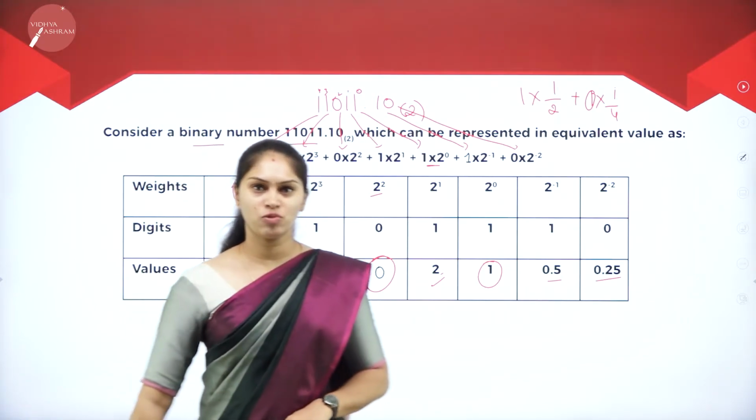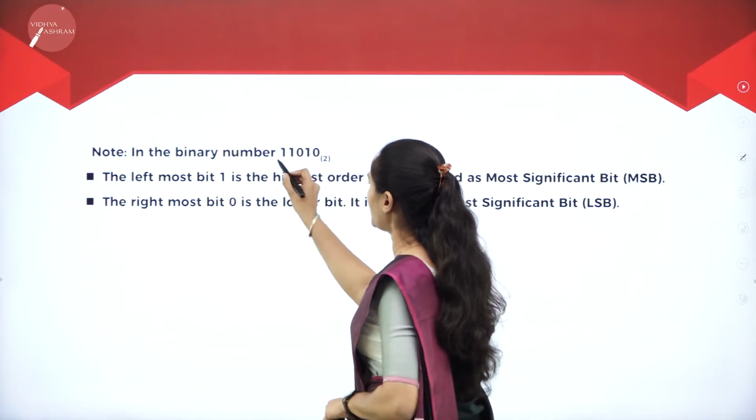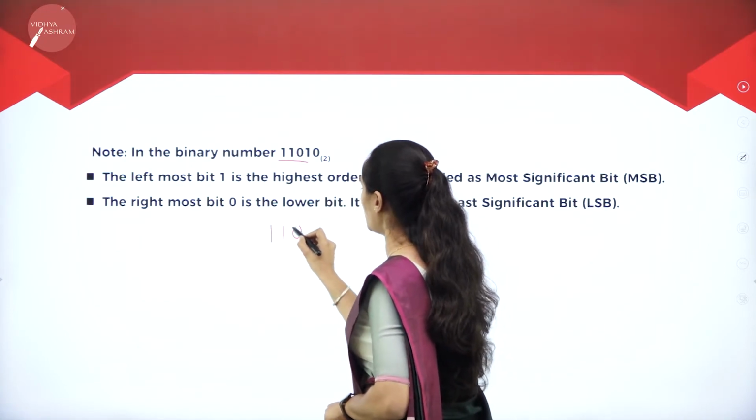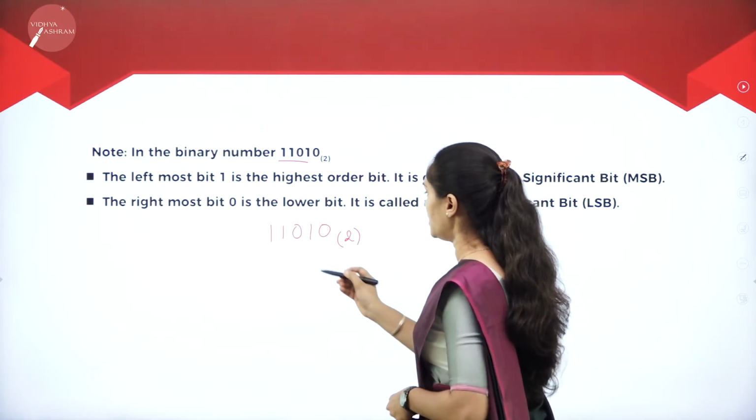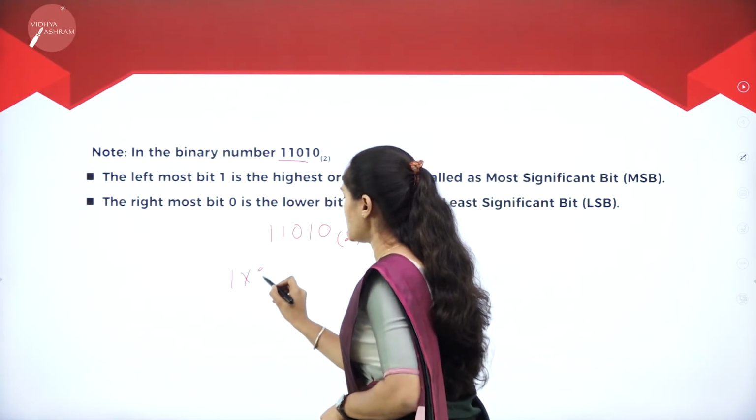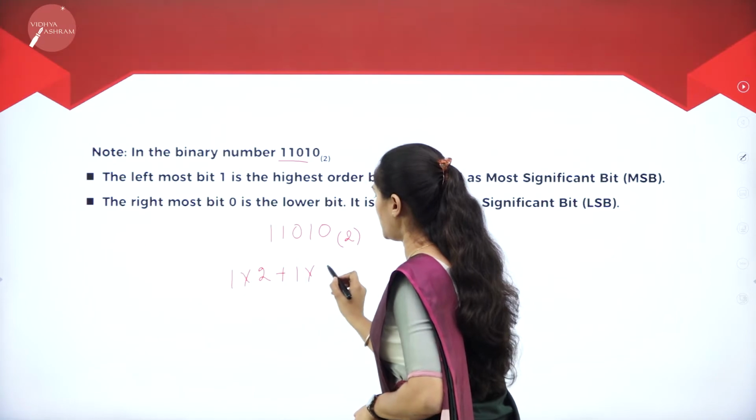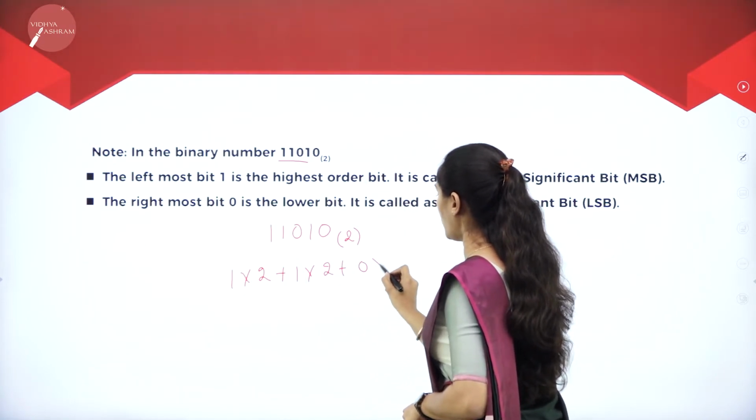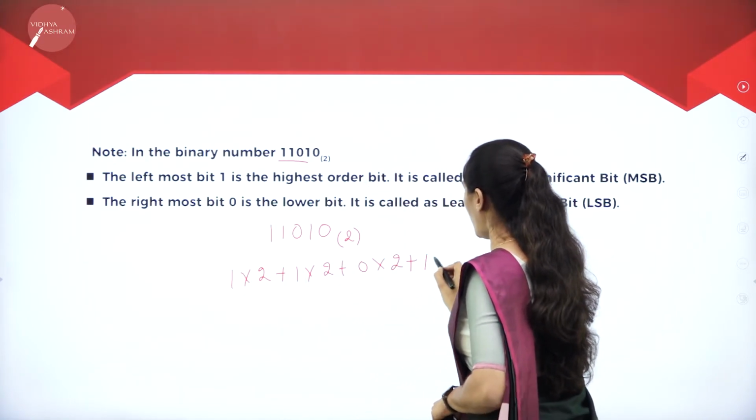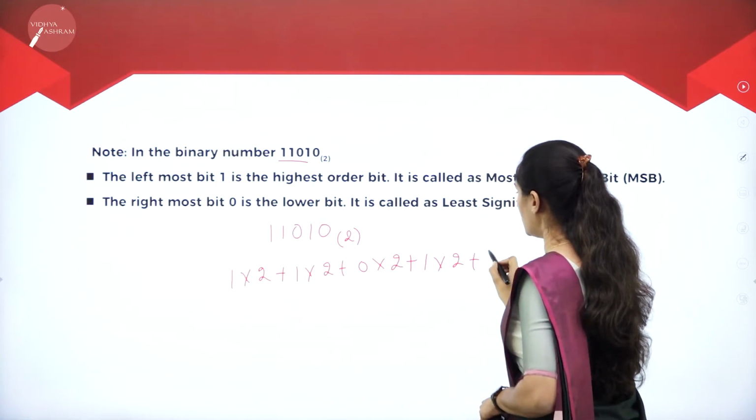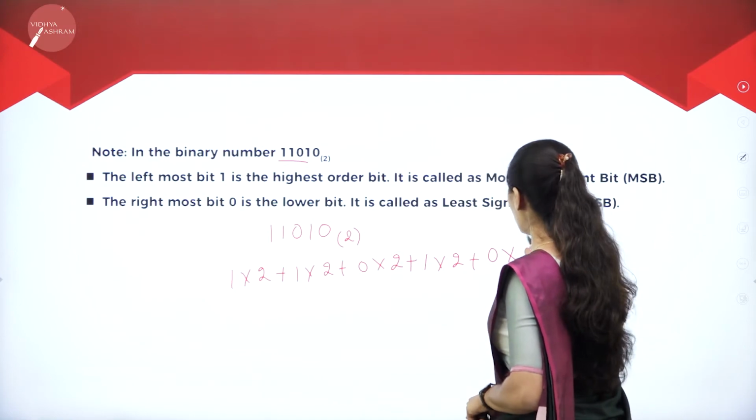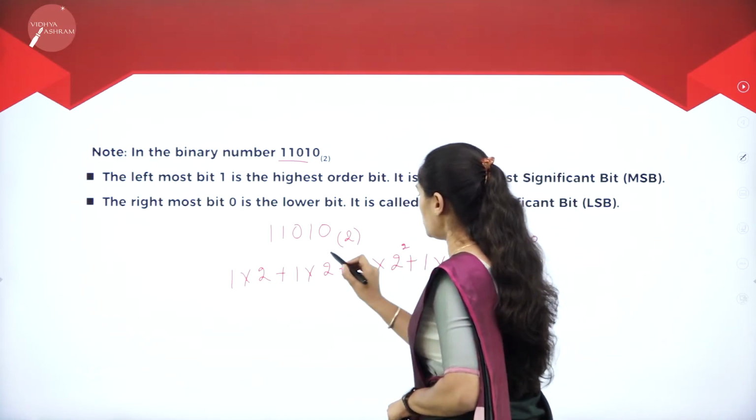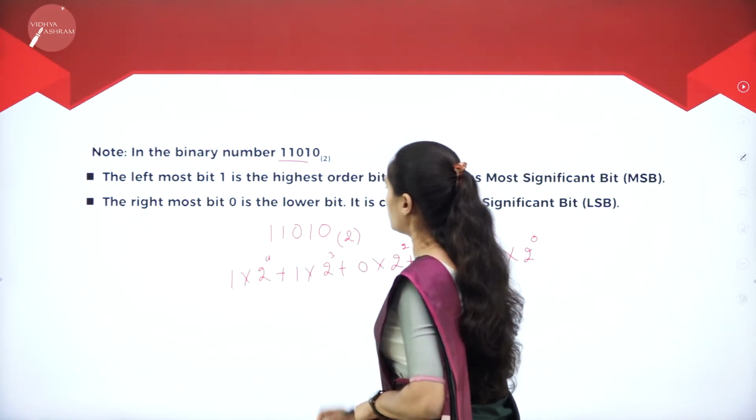So now consider one more example here. I have a binary number, 11010. Okay. So how am I going to represent it? We make it 1 into 2 plus 0 into 2 plus 1 into 2 plus 0 into 2. I have to give the weight from this side. So 2 power 0, 2 power 1, 2 power 2, 2 power 3 and 2 power 4.